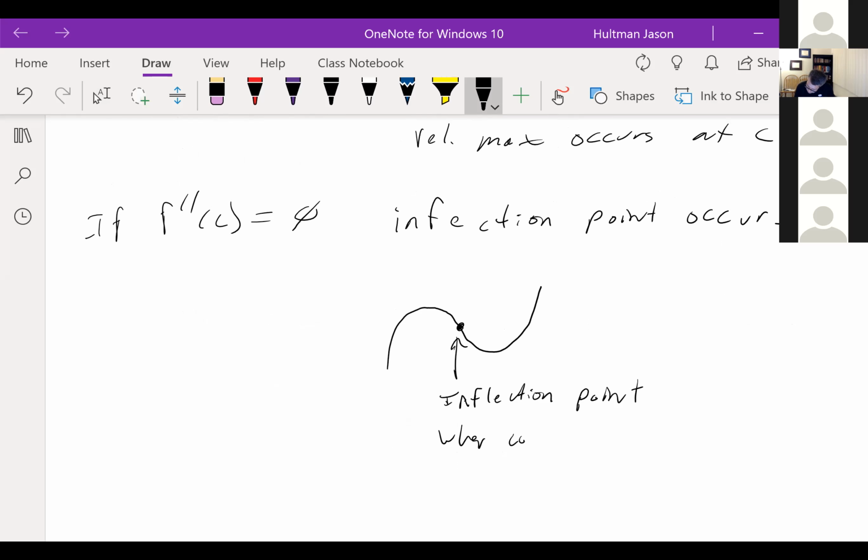It's where concavity changes. Second derivative equals 0, concavity changes there. And so we go from concave down to concave up, or vice versa. We could do the exact opposite as well. Inflection point is right here, from concave up to concave down. Does that make sense? So far, so good? Didn't freak anybody out? Okay, let's do one last example, okay?